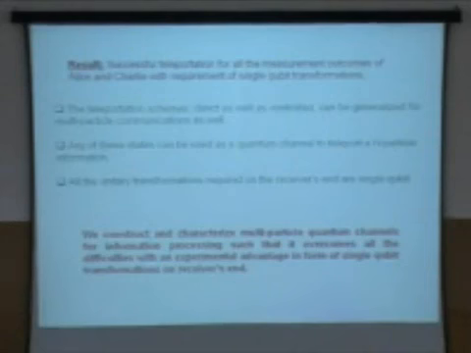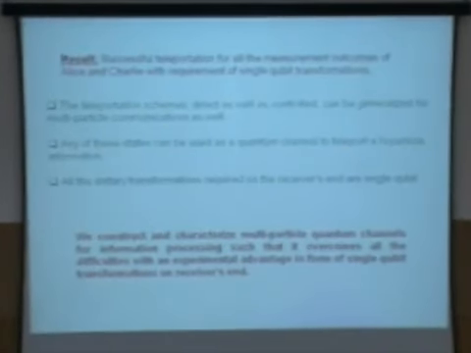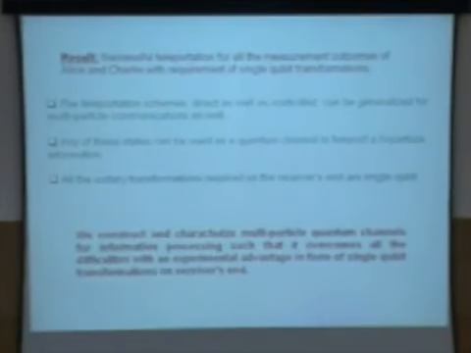Now for theta equal to pi by 4, that means the projection basis for Charlie is 0 plus minus 1 by root 2. The teleportation is successful, controlled teleportation is successful.